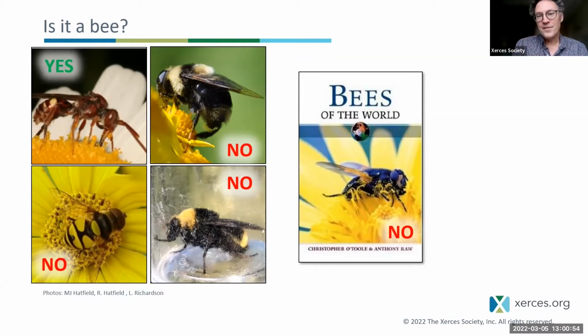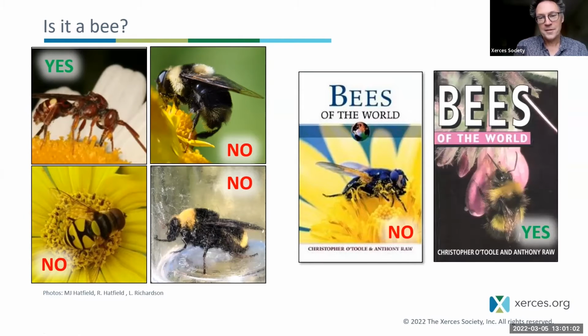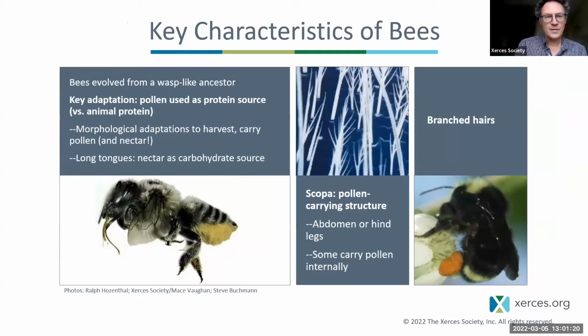Humorously to me, even the publishers of this important reference on bees called Bees of the World got it wrong on the cover of the first edition, although not the second edition, on which they replaced the fly photo with a bumblebee photo. So just to make the point that even those who work in this area sometimes mistake a fly for a bee, and it can be tricky. And I'll give you some ideas of how to avoid that yourself.